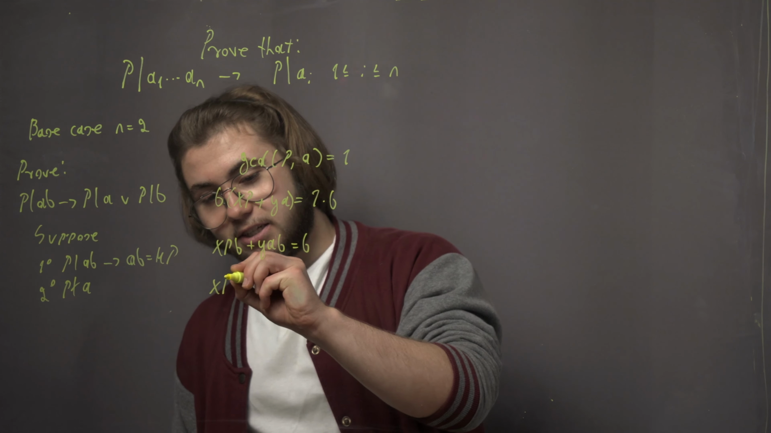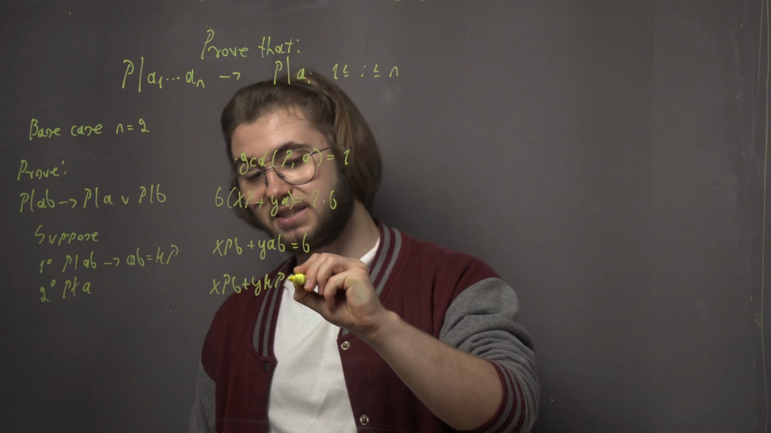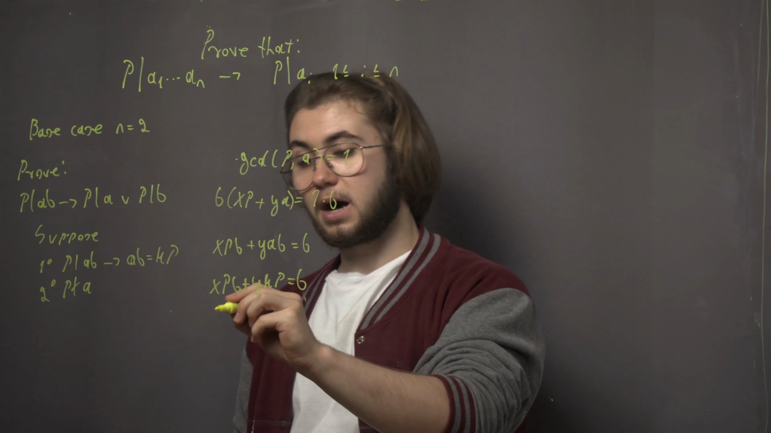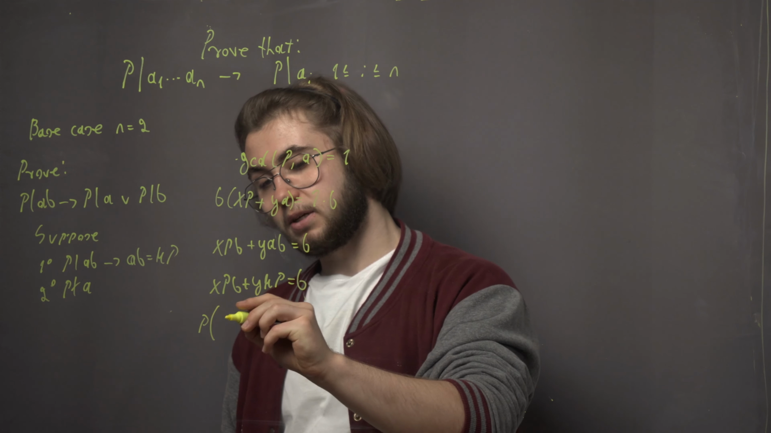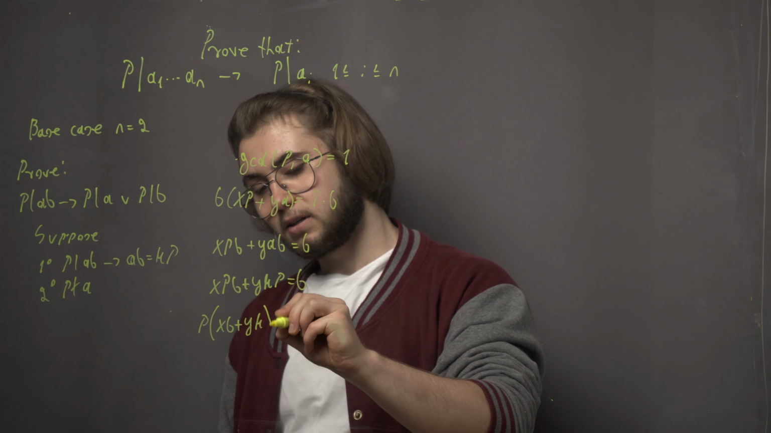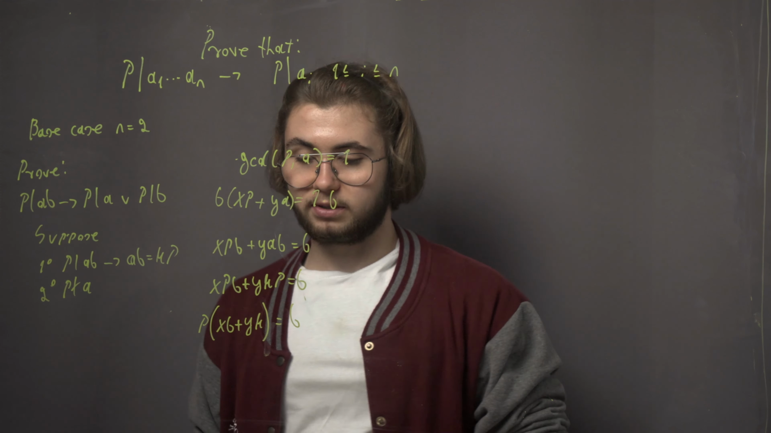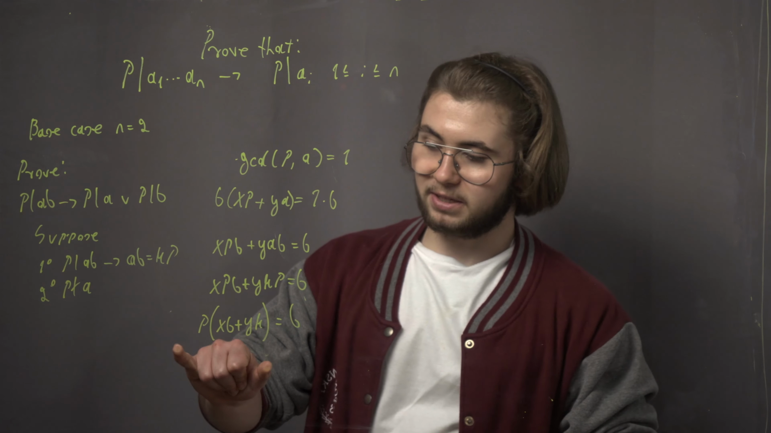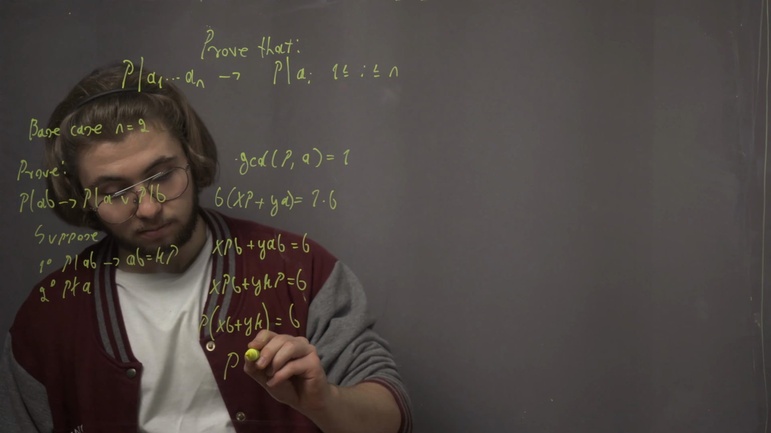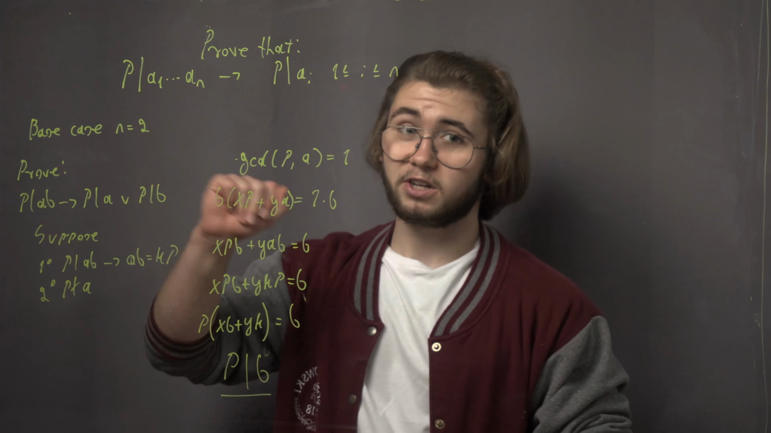And so what we're getting is x times p times b plus y times k times p is equal to b. And so we can do what right now? We're going to factor p out of this equality, getting p multiplied by (x times b plus y times k) is equal to b. And so, ladies and gentlemen, this is exactly what divisibility is. We get that p multiplied by something is equal to b, and so p has to divide b. Yeah, that's absolutely perfect, because this is exactly what we're supposed to prove in this base case right there.